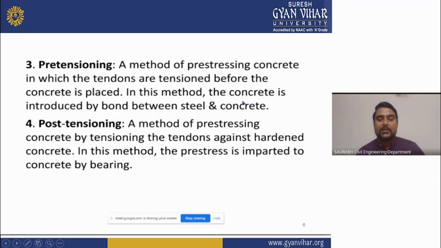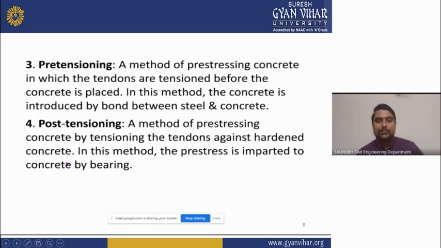Now, pre-stressing is divided into two parts. First one is pre-tensioning, second one is post-tensioning. You can also say these two methods are used in the preparation of pre-stressed concrete.